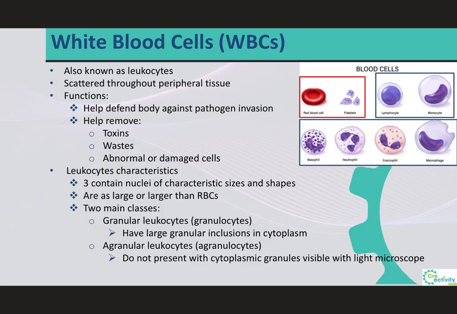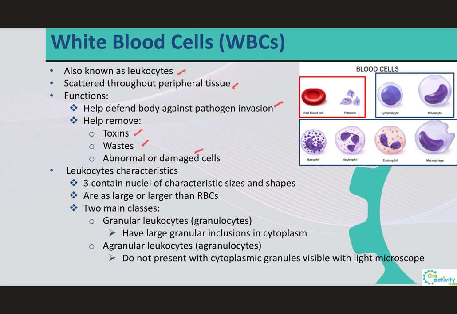Let's talk a little bit about the white blood cells first. They are also known as leukocytes, and they're going to be scattered throughout the peripheral tissues. Circulating leukocytes represent only a small fraction of their total population, because most of the leukocytes in the body are found in the peripheral tissue. White blood cells help defend the body against invasion by pathogens, and they also remove toxins, wastes, and abnormal or damaged cells.